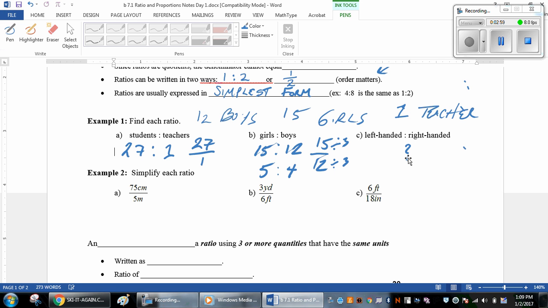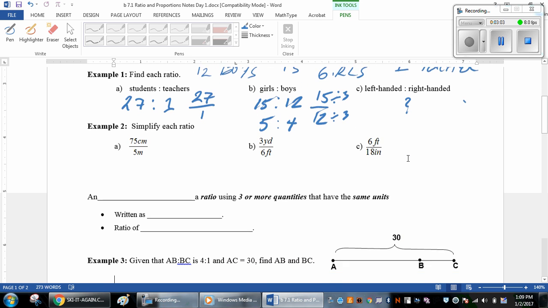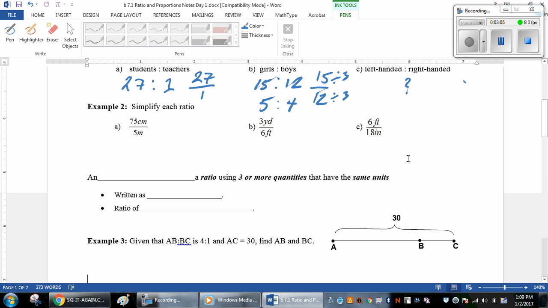Now if you look at these ratios in example 2, we have some units in here. A lot of times we're using ratios to convert units, or we're using ratios between units, but we're measuring things. So this is 75 centimeters to 5 meters. What we want to do is simplify, and this we are actually going to make a unit rate. So all we're going to do is simplify this fraction, and 5 goes into 75. I'm just going to divide each one of these by 5, and 75 divided by 5 gives me 25.